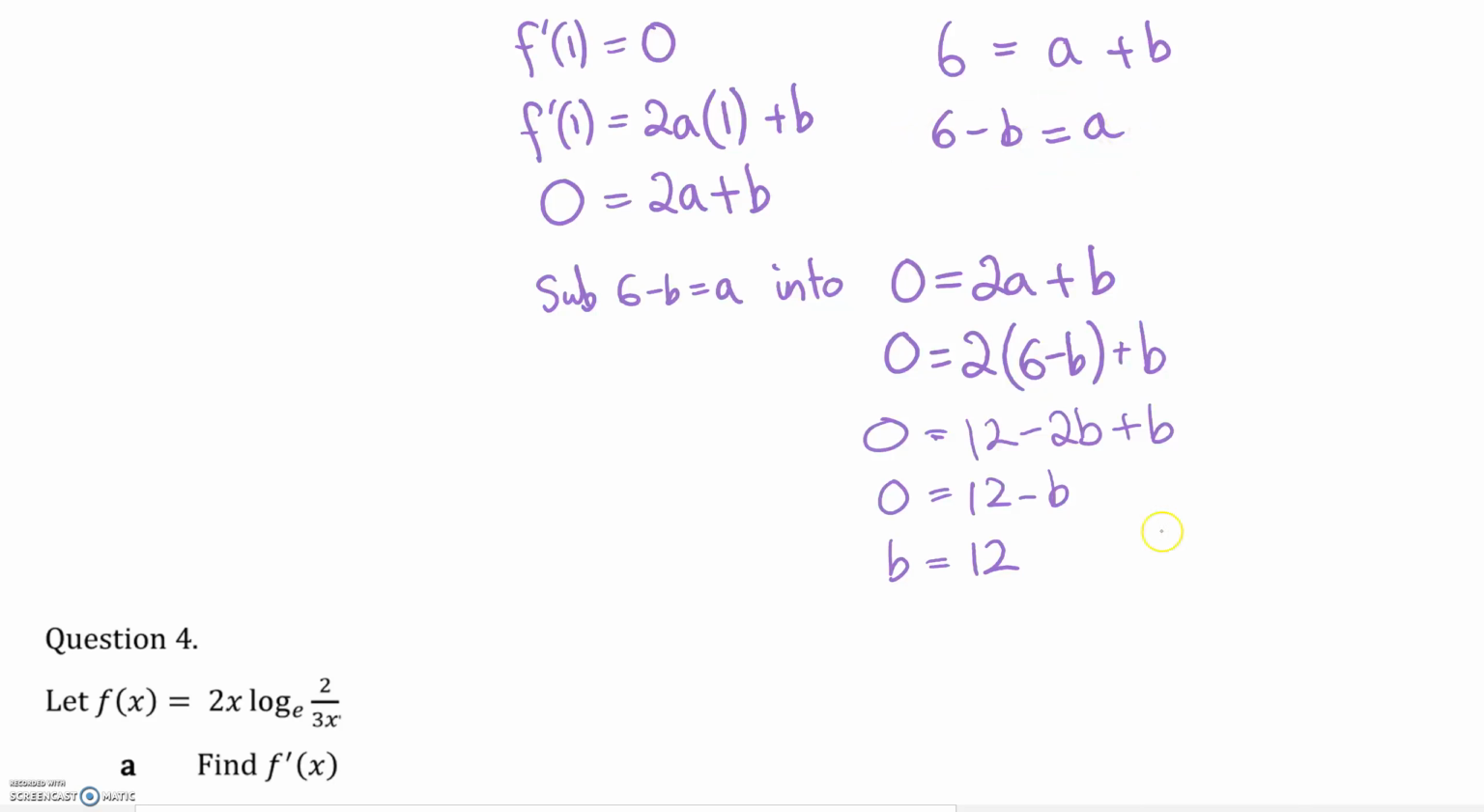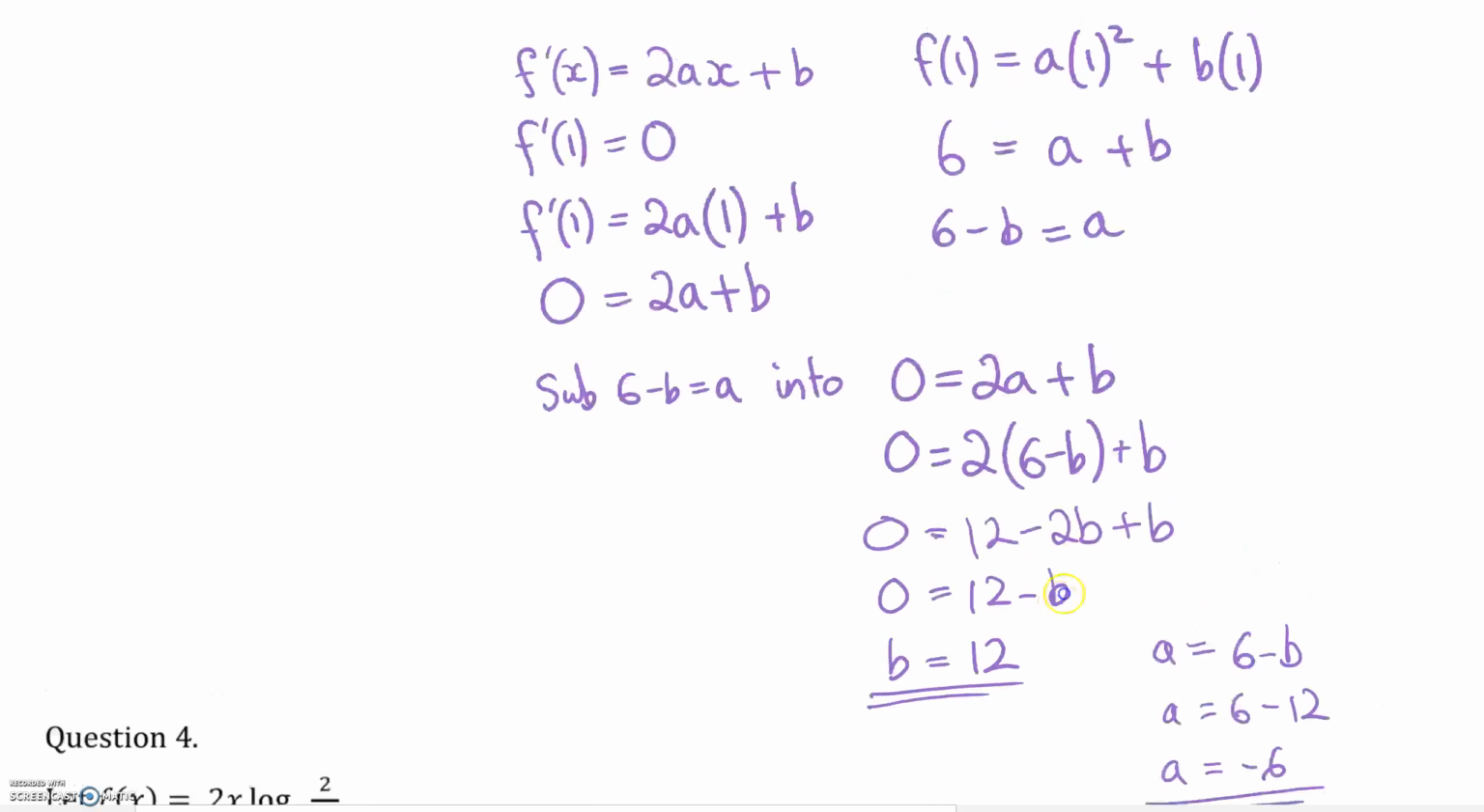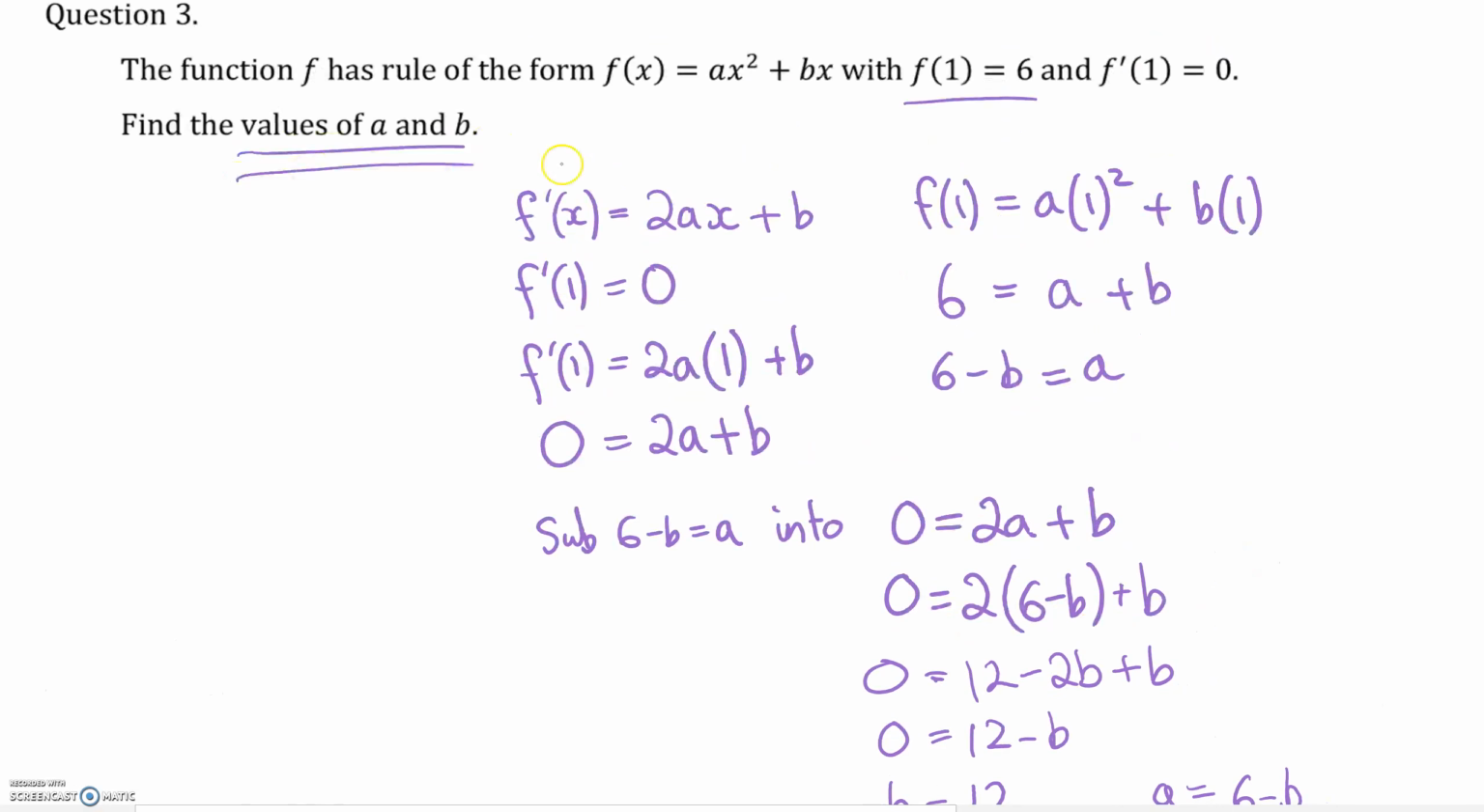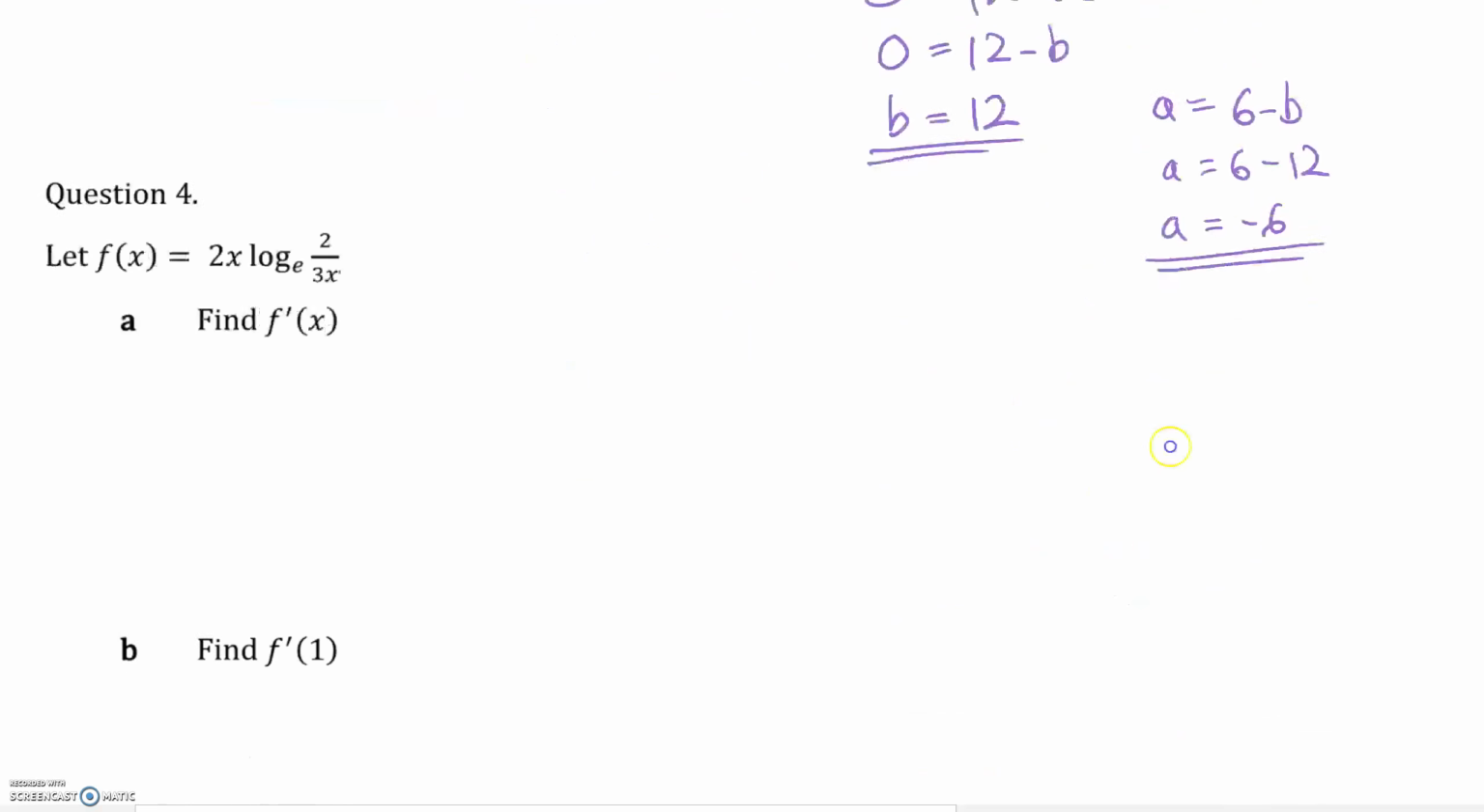So I'm going to get a is equal to 6 take away b, which is 6 take away 12. So a is equal to negative 6. So that's what I was asked for, a and b, values of a and b, and I'm done.